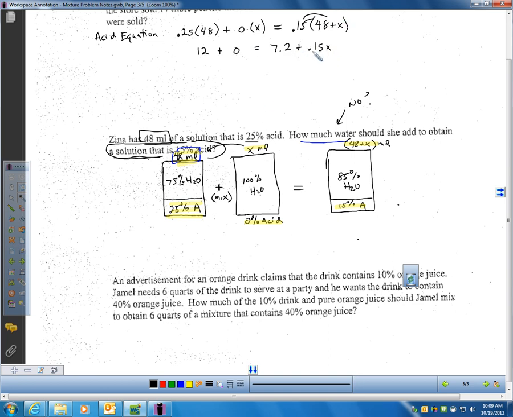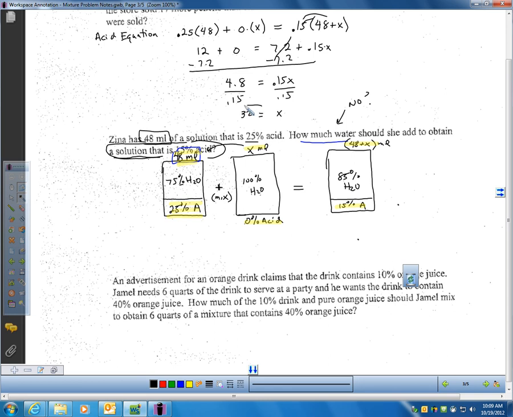And then I've got to get everything on one side and x on the other, so I've got to do two things. I've got to get rid of plus 7.2, and I've got to divide by 0.15. I'll subtract 7.2 from each side next. And that gives me 0.15x equals 4.8. And then I can divide by 0.15 on each side. 4.8 divided by 0.15, I'm getting 32. So it looks like x is 32.